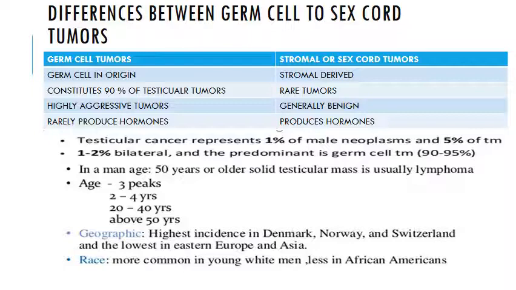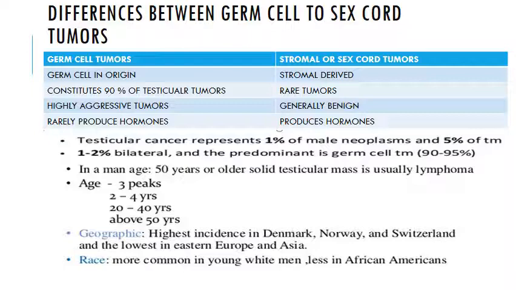Coming to the epidemiology of testicular tumors, testicular cancer represents about 1% of all the male neoplasms, and it is bilateral in 1 to 2% of cases, and 90 to 95% of testicular tumors are germ cell tumors. So the peak incidence of testicular tumors is from 2 to 4 years is one peak, 20 to 40 years is another peak, and above 50 years is the third peak.